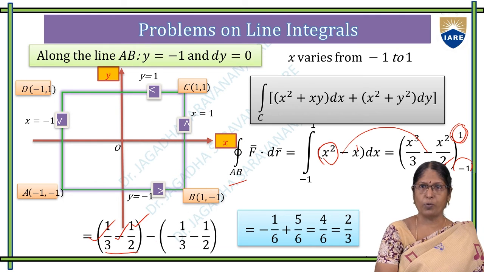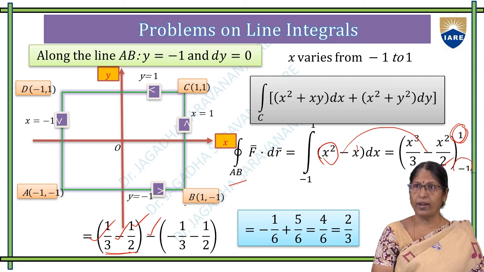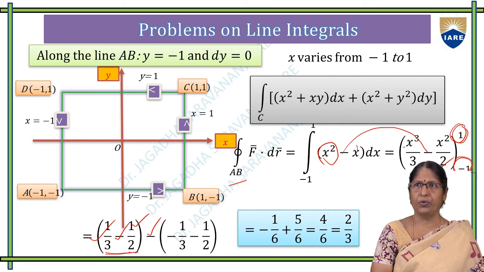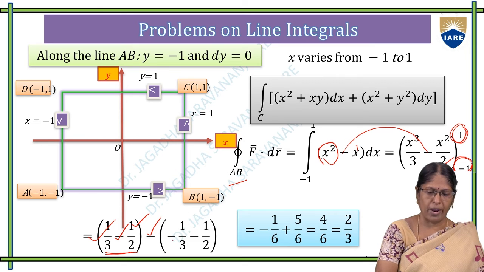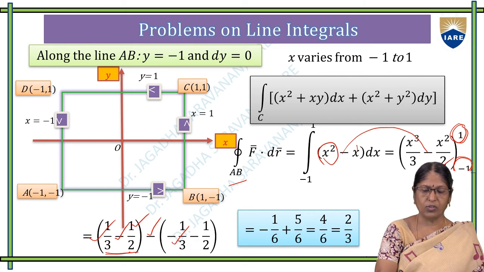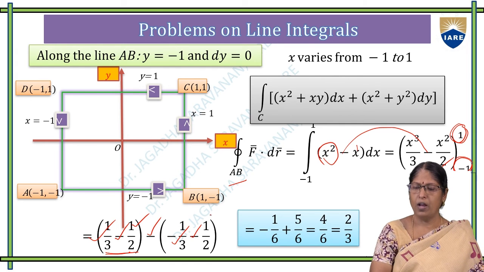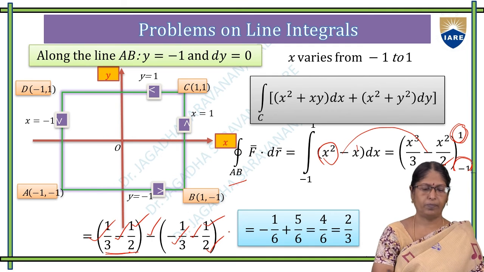The limit formula is upper limit minus lower limit. The lower limit is minus 1, so in the place of x we substitute it. Minus 1 the whole cube gives minus 1 by 3, and the minus stays as it is, with minus 1 the whole square being 1, over 2.